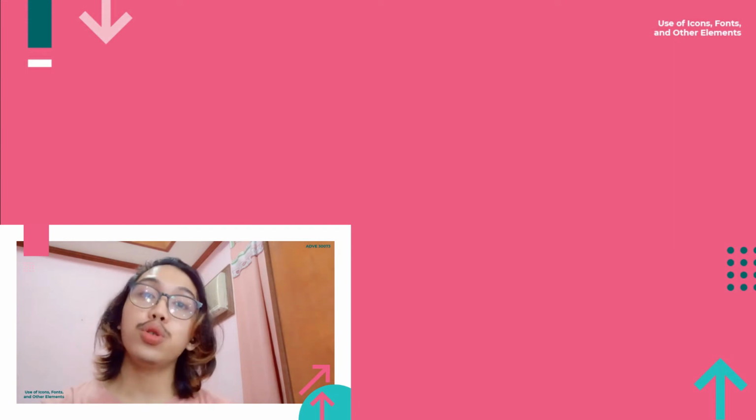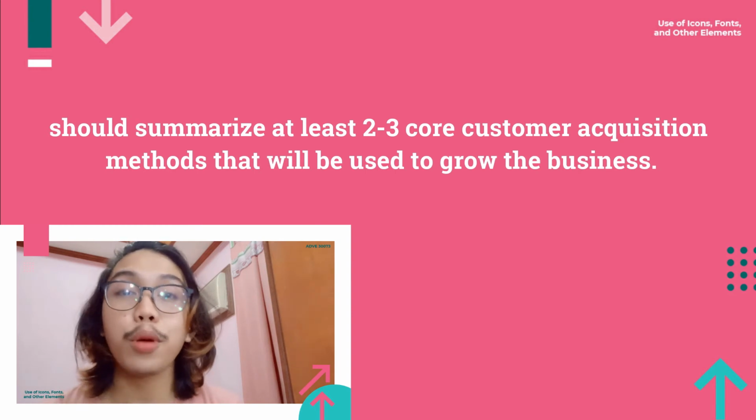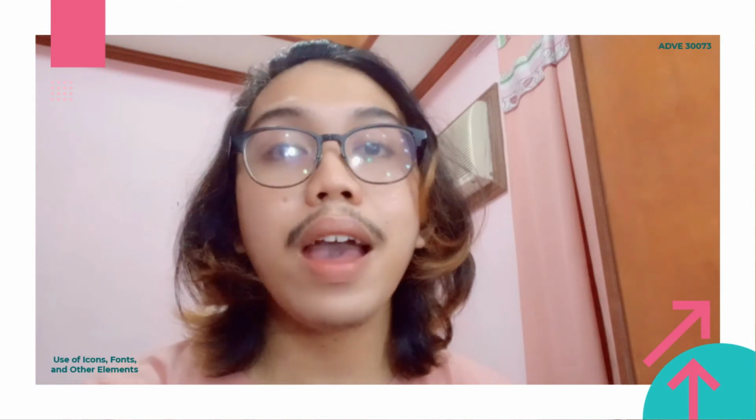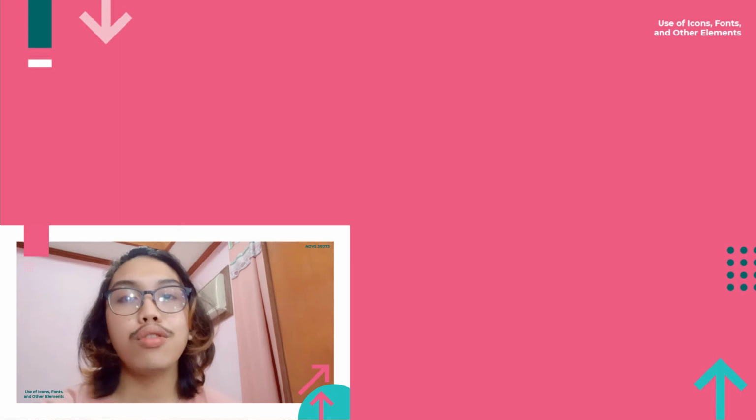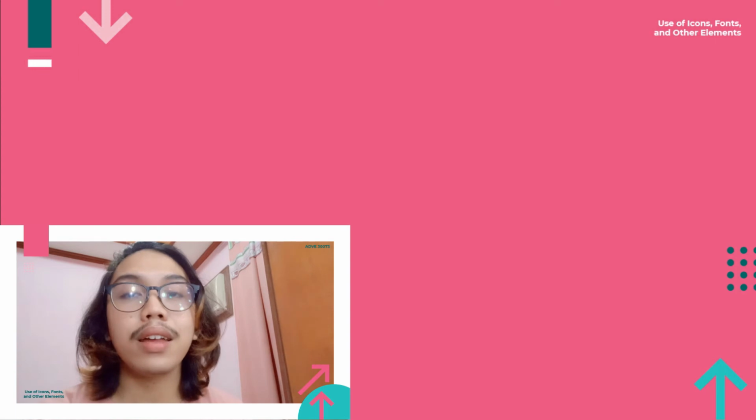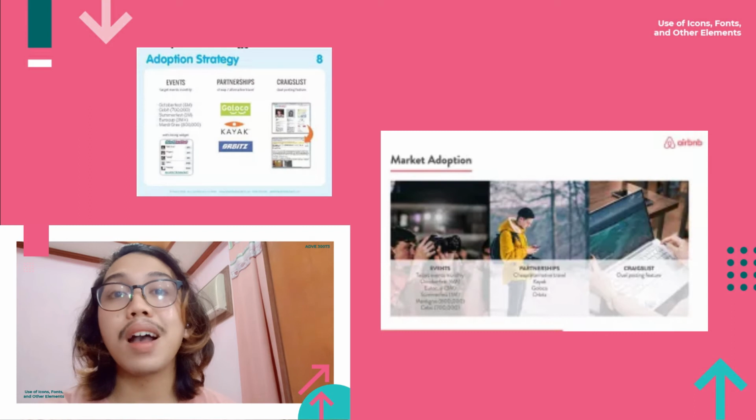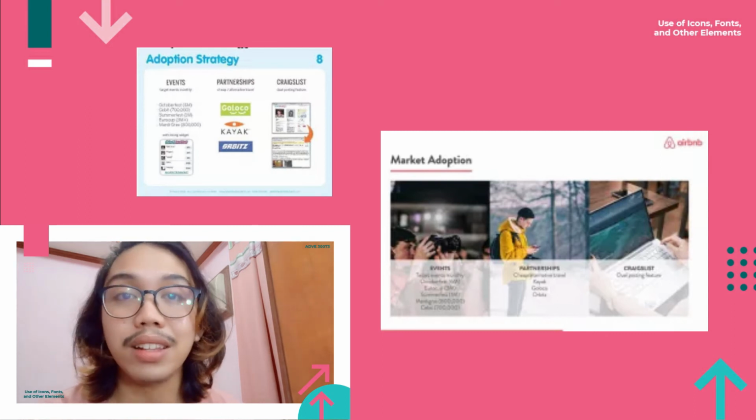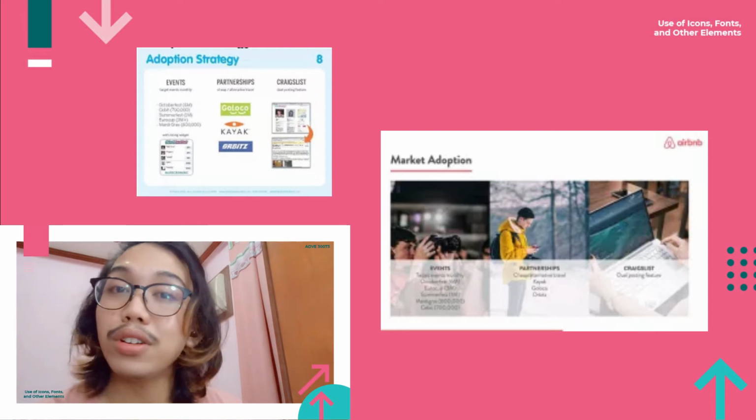Adoption strategy should at least summarize 2 to 3 core customer acquisition methods that will be used to grow the business. Distracting elements is a common mistake people make in creating a pitch deck. So, in the adoption strategy of the redesigned Airbnb pitch deck, notice how they removed elements that were deemed unnecessary and outdated to solve the problem of confusing visuals.